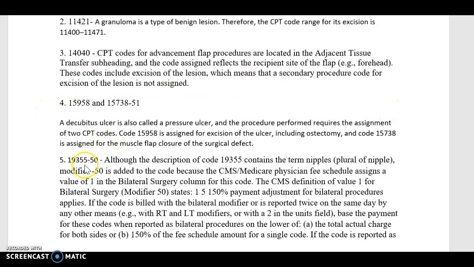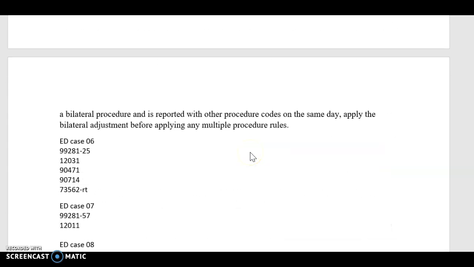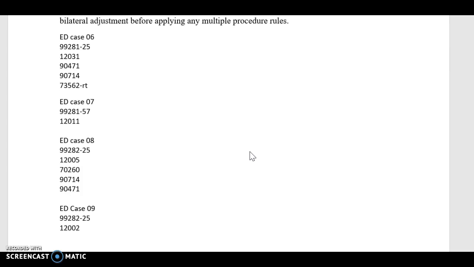Number 5 was pretty good. The biggest thing here is the -50 for bilateral. And then here are the case codes. Actually, everyone did good. Just pay close attention to the different modifiers.